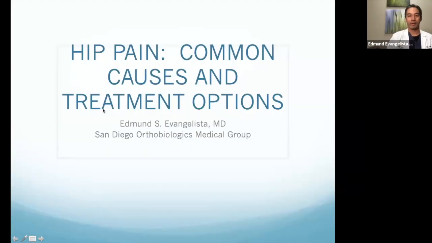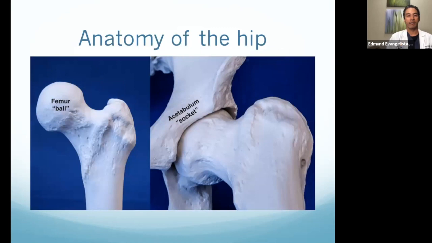Okay. So we're going to talk about hip pain, common causes and treatment options. First, for a brief review of the anatomy, the hip joint is a typical ball and socket type of joint. So the ball is the femoral head here. The socket is called the acetabulum. Covering the ball and the socket is articular cartilage, which serves as cushioning for the joint.